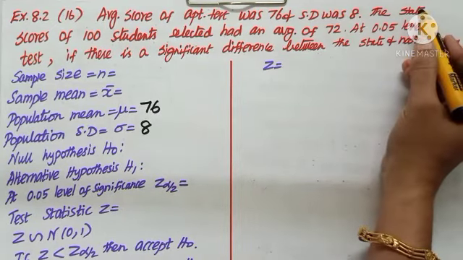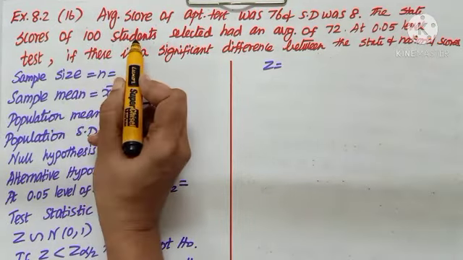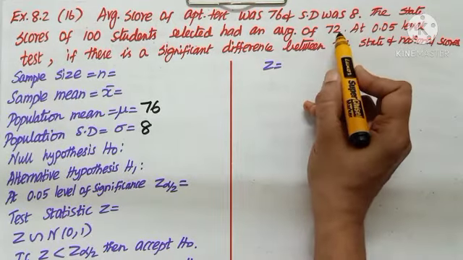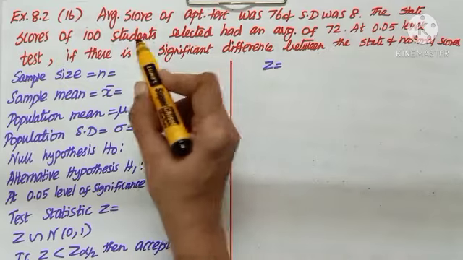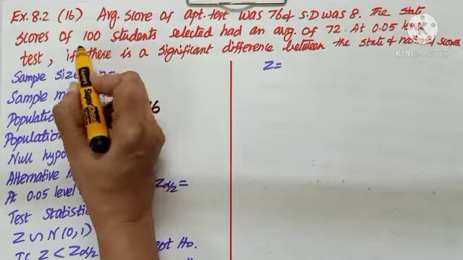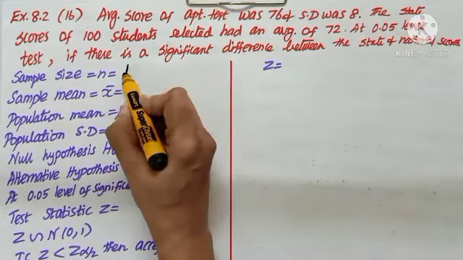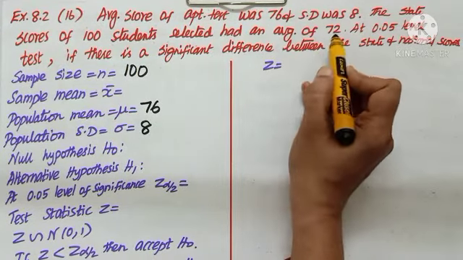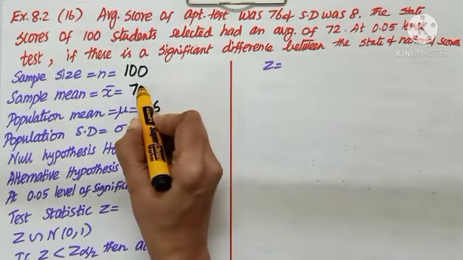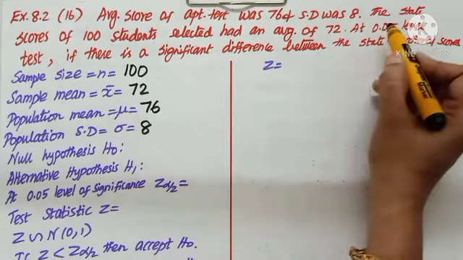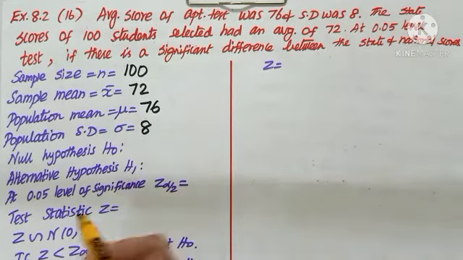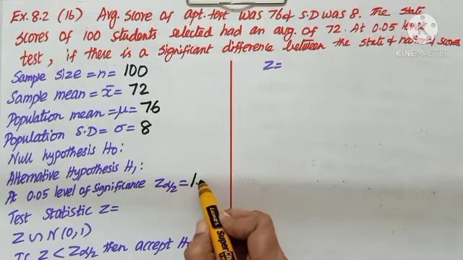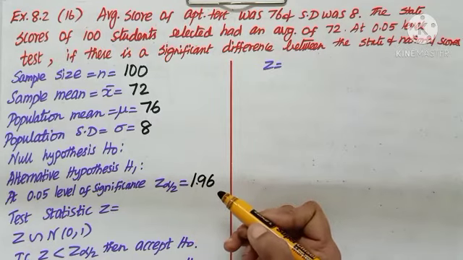The state level, 100 students are selected and their scores had an average of 72. So, students from the state 100. So, sample size n is 100 and their average tells me mean. So, x bar is 72 at 0.05 level. So, at 0.05 level, when it is a two-tailed test, the value is 1.96.